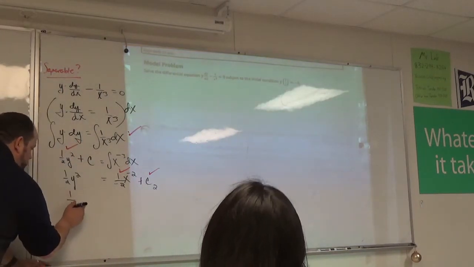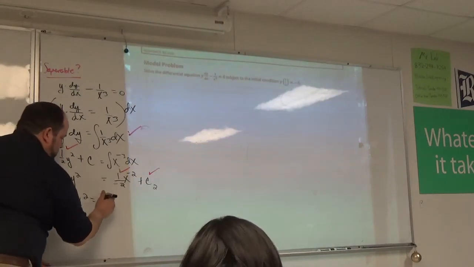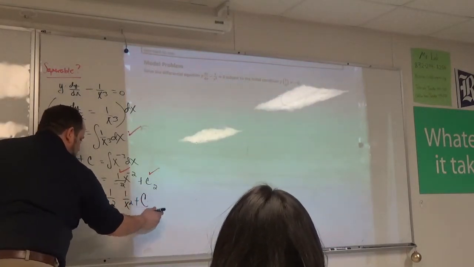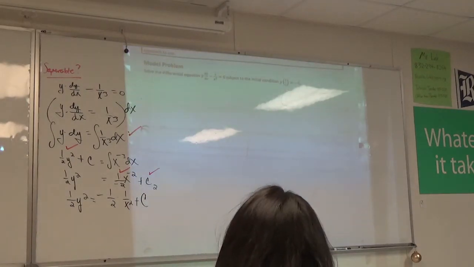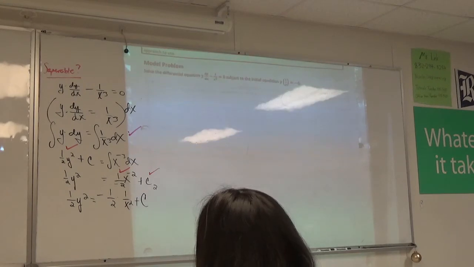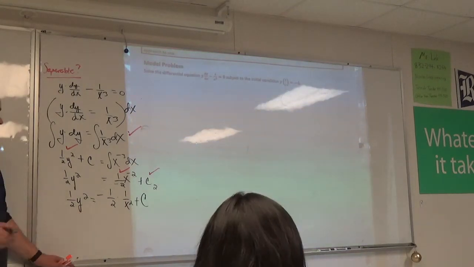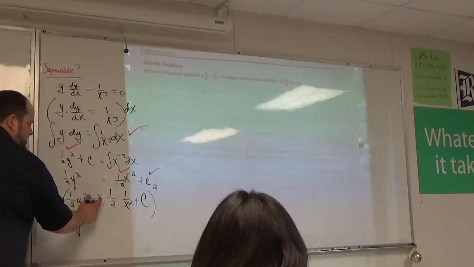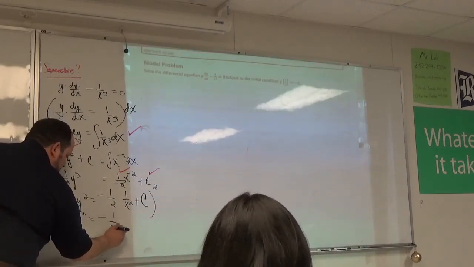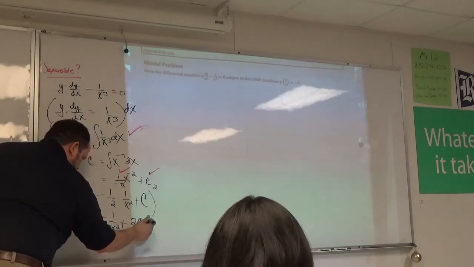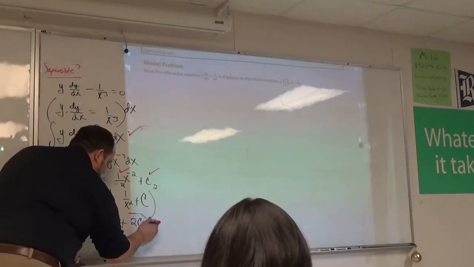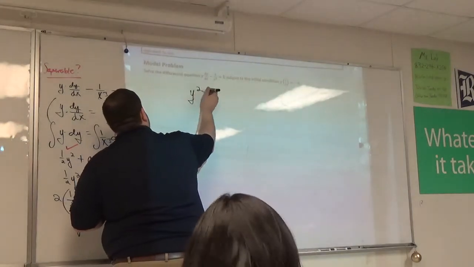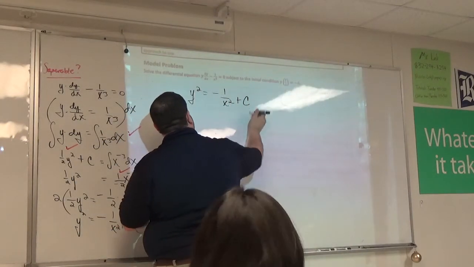I might clean this up a little bit. So I've got a half y squared, 1 over negative 2. That just feels wrong. So I'm going to make it negative a half x to the negative 2. If you guys don't mind, I'm going to make it 1 over x squared plus Super Charlie. The goal? What are we trying to do? Get y by itself. Legal algebra here. Multiply everything by 2. 2 times a half y squared: y squared. 2 times negative 1 half: negative 1 over x squared plus 2 times c, Super Charlie. So y squared equals negative 1 over x squared plus Charlie.